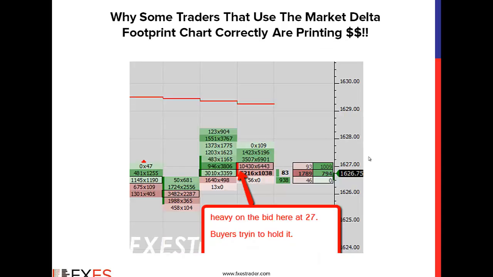And here's another good example. I've just cut this out just recently. I like this particular move. They spent a number of bars chopping around coming into this example. And then all of a sudden, we came down off this, and then just a heavy bid here at 27. The buyers are really trying to keep this from coming down. And what you can't see in the rest of these bars is that we moved up pretty heavy from this point because of the size of that.